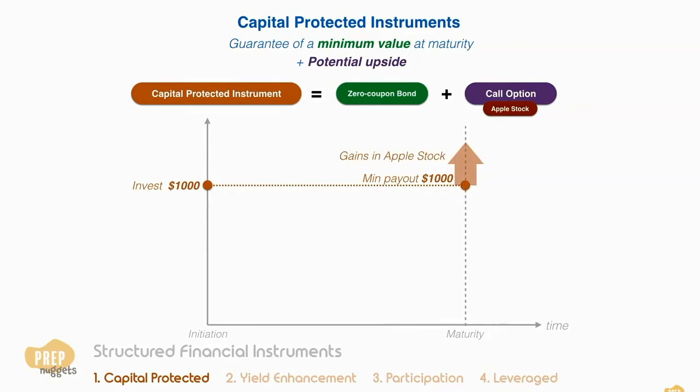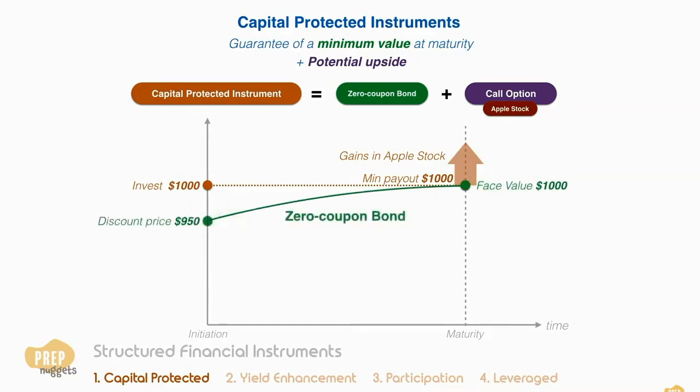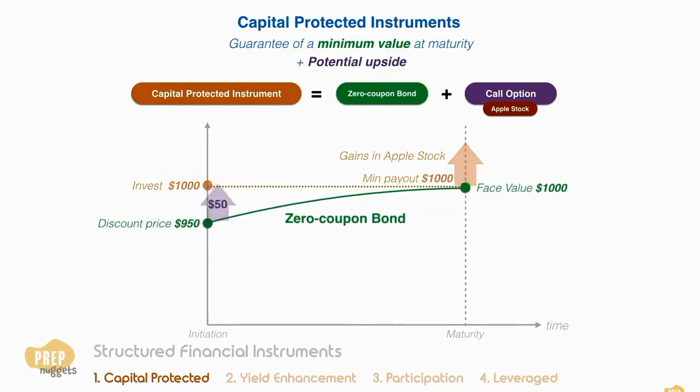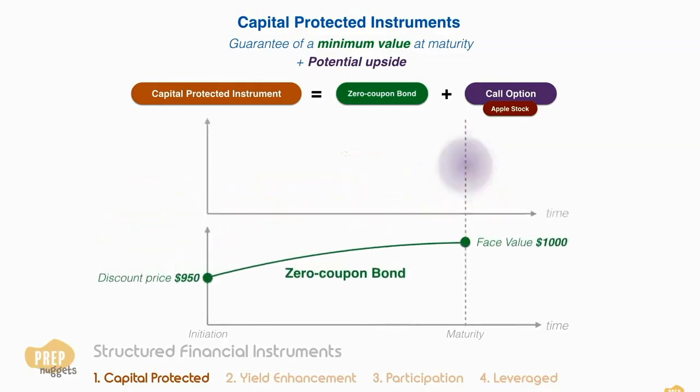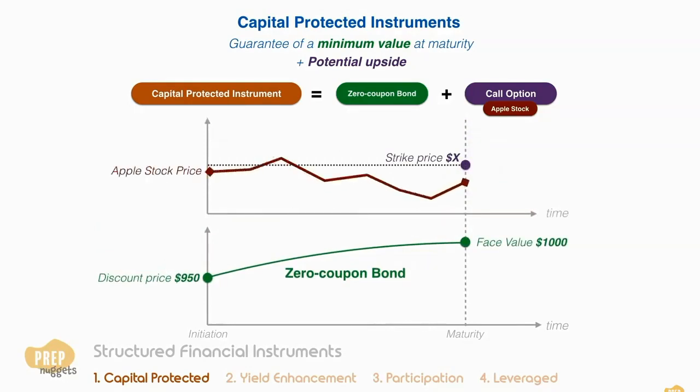Let's say there's a risk-free zero-coupon bond with a face value of $1,000 that matures in 1 year, selling at a discounted price of $950. This constitutes the maximum return of $1,000 to the investor at maturity. The remaining $50 from the investor can be used to buy a call option on Apple's stock with a predetermined strike price. If Apple's stock price ends up below the strike price, the option will simply expire out of the money and there is no loss to the long call.